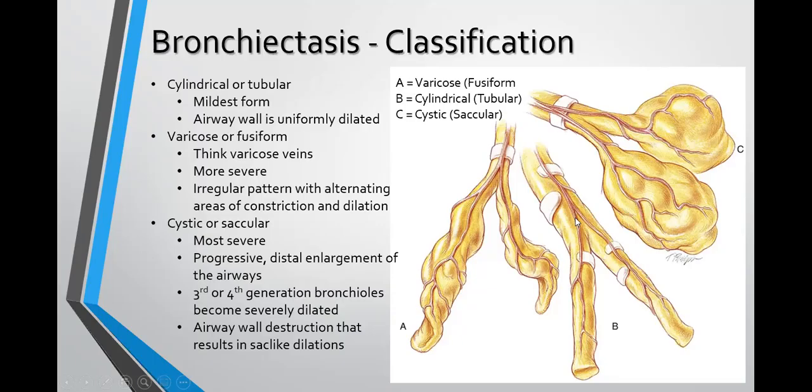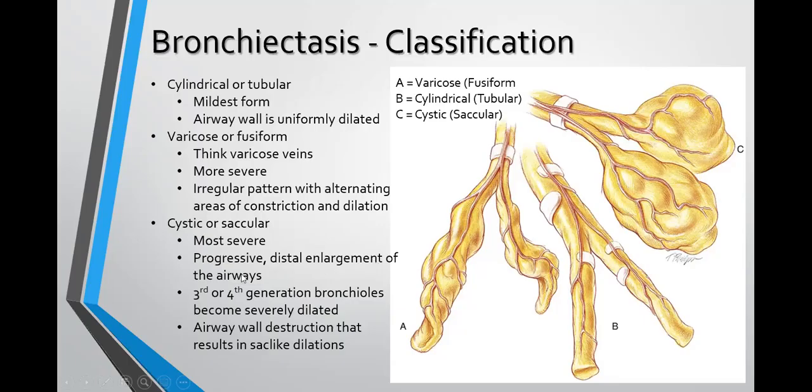These tubes should be tubular, straight, right? Bronchioles, bronchi, but they're rounded. They look like alveoli, and they're not. This is supposed to be a bronchus or bronchi. If it's fat like that and made into a sac, that is called cystic or saccular, and that is the most severe form of bronchiectasis, okay?